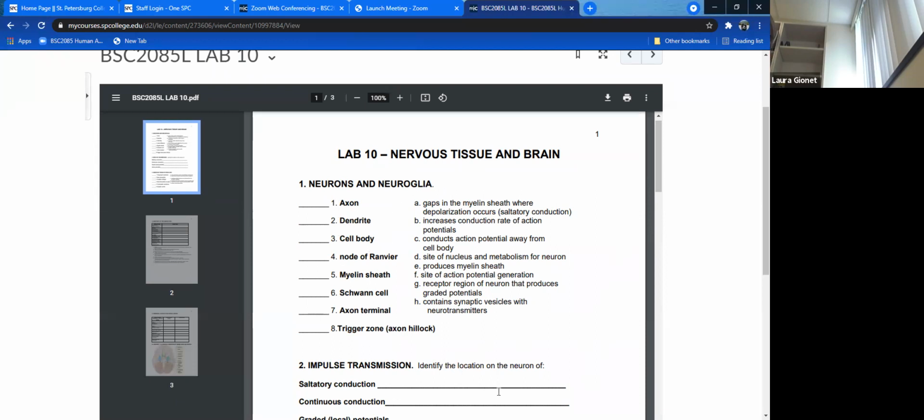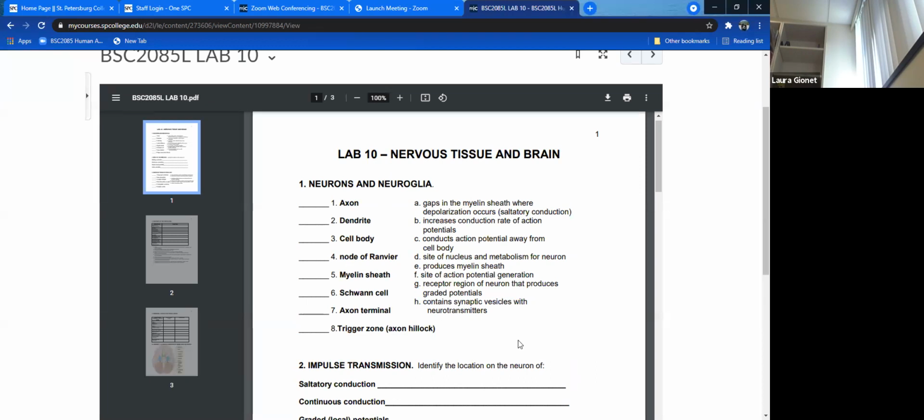These essentially are the structures and sequence of an action potential, and how it goes from one neuron to another at a synapse. So we have an axon, dendrite, cell body, node of Ranvier, myelin sheath, Schwann cell, axon terminal, and trigger zone, right? And to match them with the functions. So again, the easiest way is always to start with the functions and then match it up with the term. So we will start with A, gaps in the myelin sheath where depolarization occurs. And that form of conduction is called saltatory conduction. Right. So that A goes with 4, nodes of Ranvier.